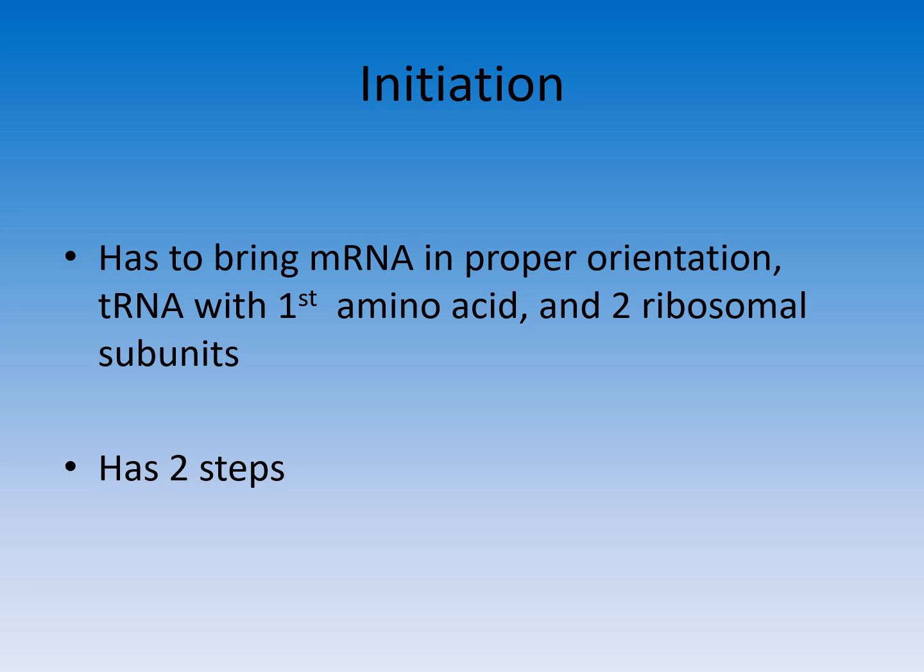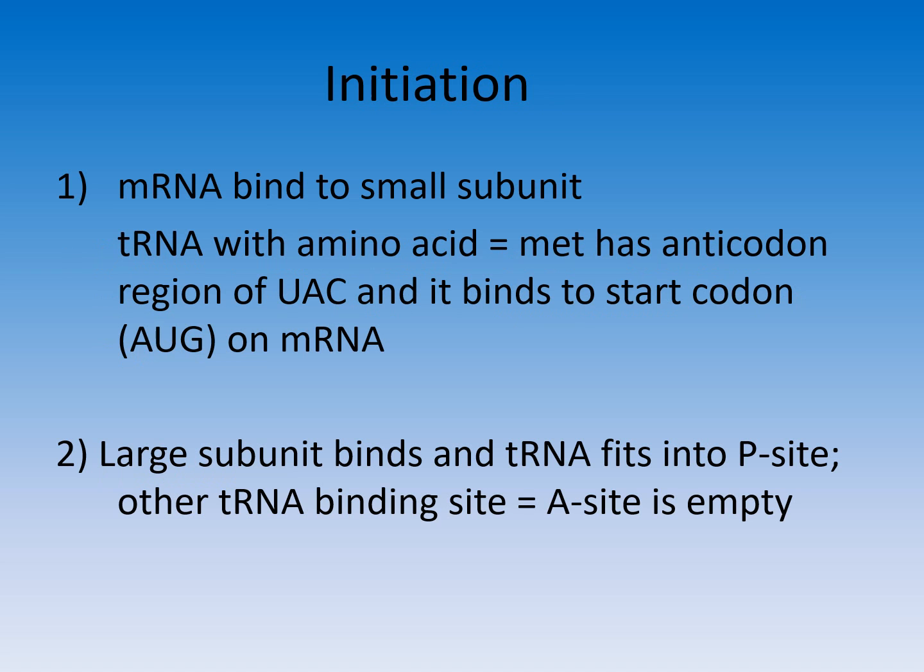Normally, the ribosome, those subunits, are separated. So you have to do a lot of bringing everybody together. You have to bring the mRNA in the proper orientation. You have to bring the two ribosomal subunits together, and you have to bring in that first tRNA with its amino acid. So the first step, the mRNA is going to bind to the small subunit. The tRNA with its first amino acid, which is always the start one, which is always methionine, it's going to come in and bind to the start codon.